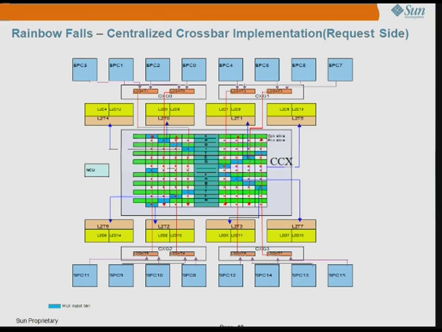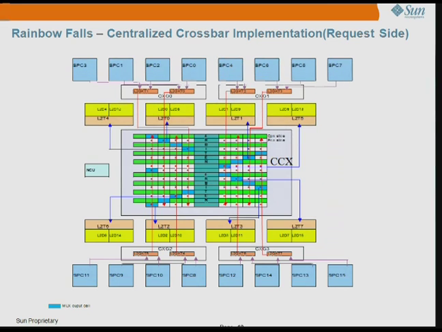So here's a logical diagram of the arrangement of Spark cores, L2 tags, and then the crossbar. This somewhat reflects how we also floor planned it. If you remember the floor plan with the Spark cores on the top and bottom, and then the CCX in the middle.